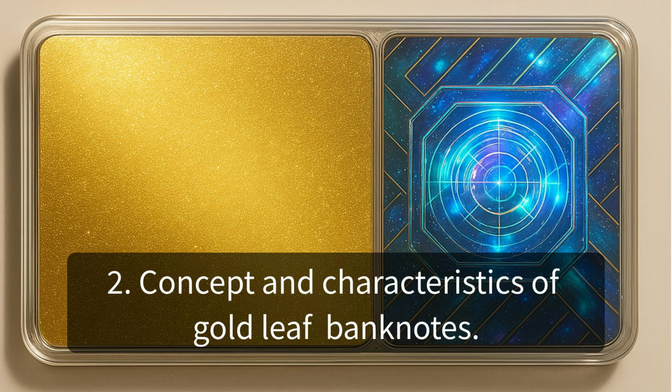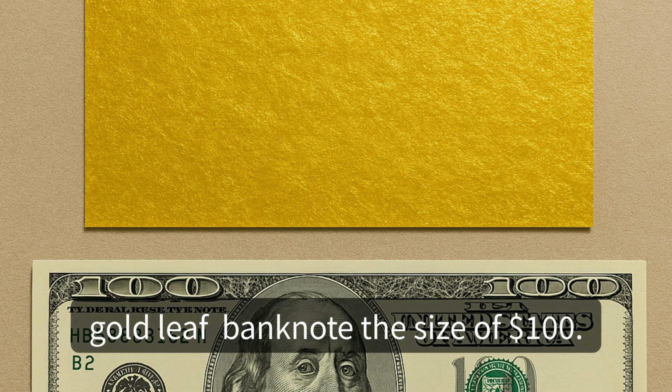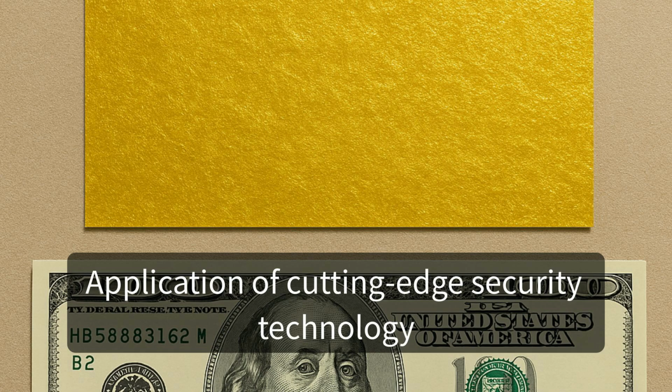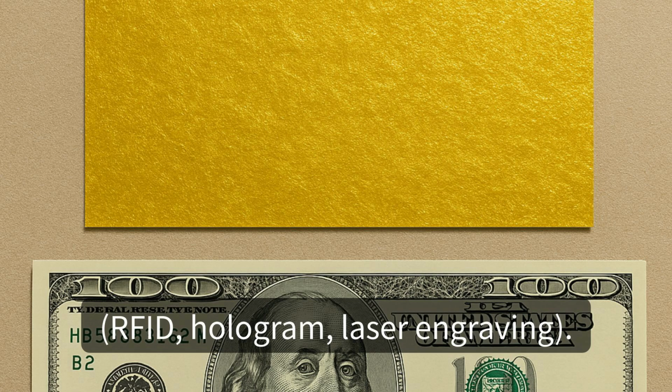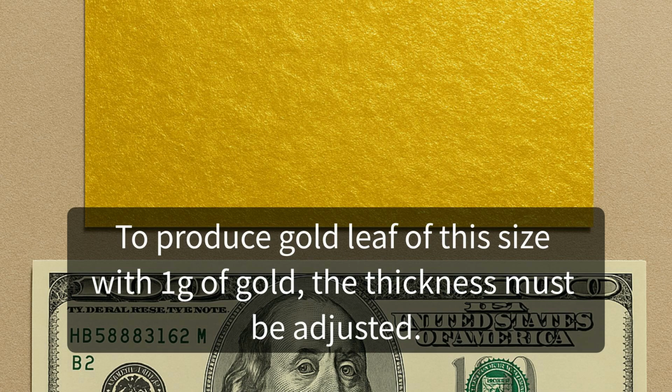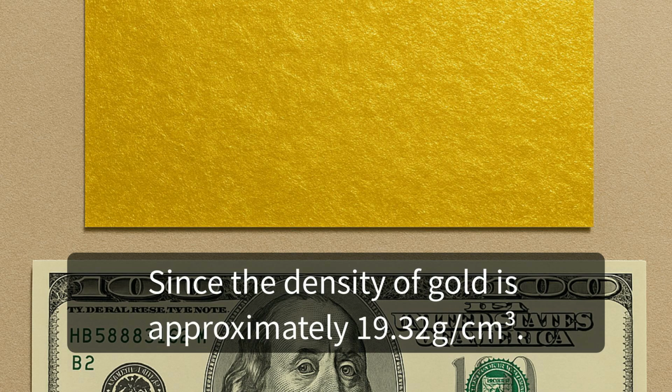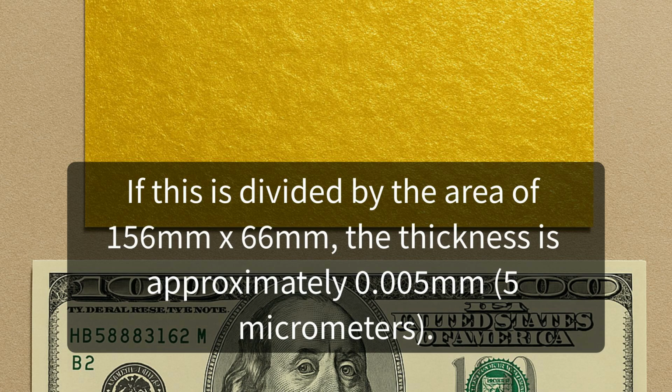2. Concept and characteristics of gold leaf banknotes. Gold leaf banknote, the size of $100. Application of cutting-edge security technology: RFID, hologram, laser engraving. To produce gold leaf of this size with one gram of gold, the thickness must be adjusted. Since the density of gold is approximately 19.3 g/cm³, if this is divided by the area of 156 mm x 66 mm, the thickness is approximately 0.005 mm.